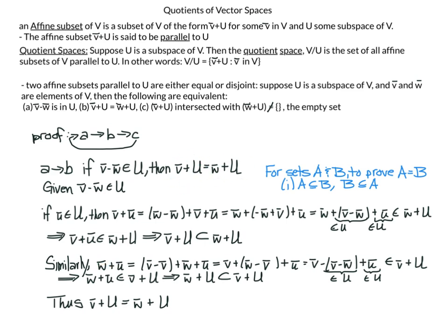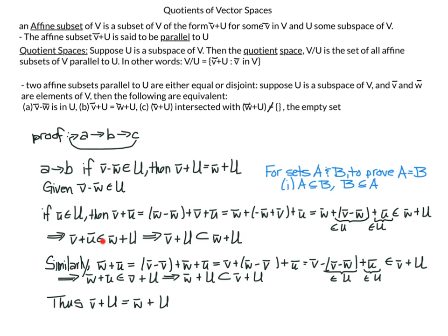So we're going to start with W plus U. We add the V and the minus V. We kind of regroup so that we have our V and then we have our W minus V and then our U. We're going to put a minus over here so that we get V minus W, which again, according to our starting assumption is in U.